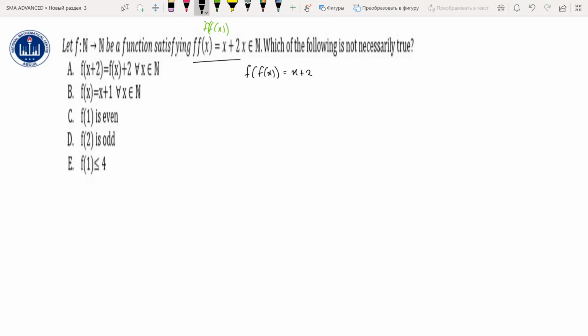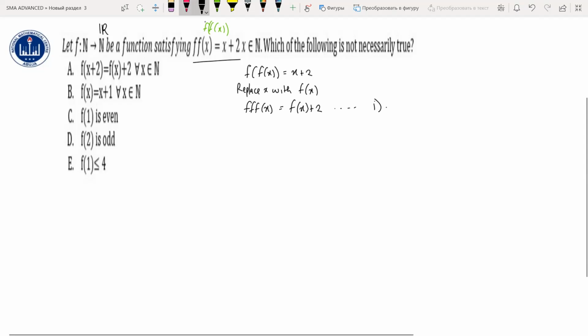Functional equation is mostly about manipulation. So we can replace x with f of x. We are safe to do this because f of x is still a member of natural numbers. If it were to be another domain, maybe real numbers, it may not always be safe to do that. But because it's N to N, we are safe to replace x with f of x, and it will still be a member of the domain. So replace x with f of x, and we get f of f of f of x, that is 3 f's, equals f of x plus 2. Let's call this equation 1.